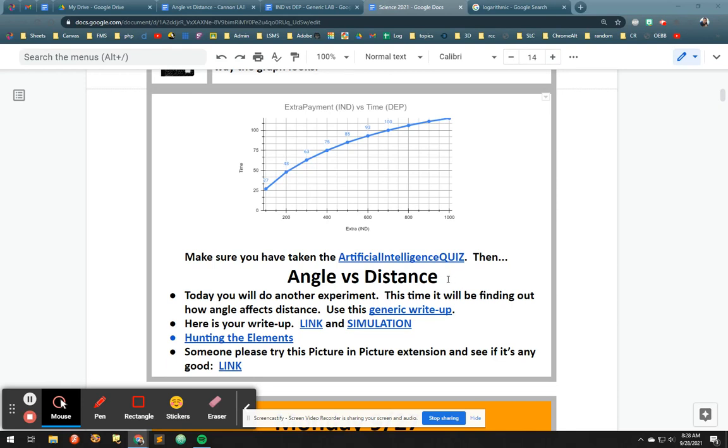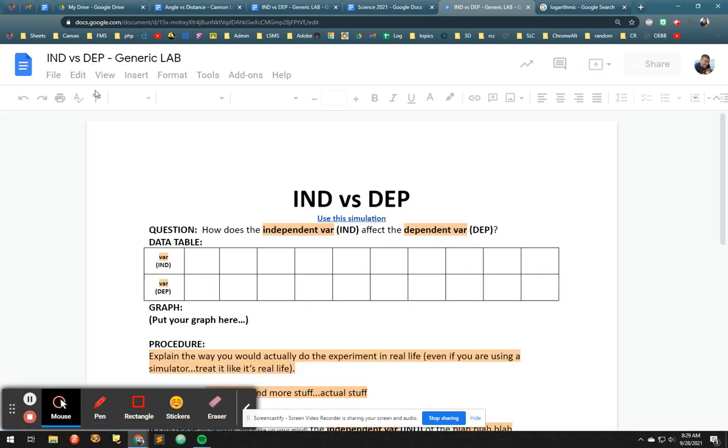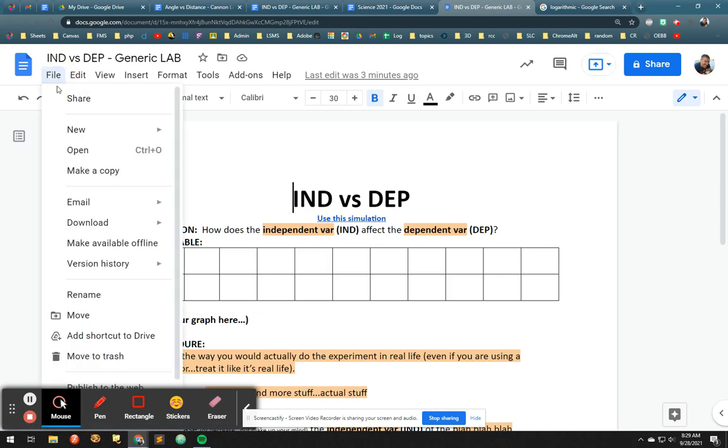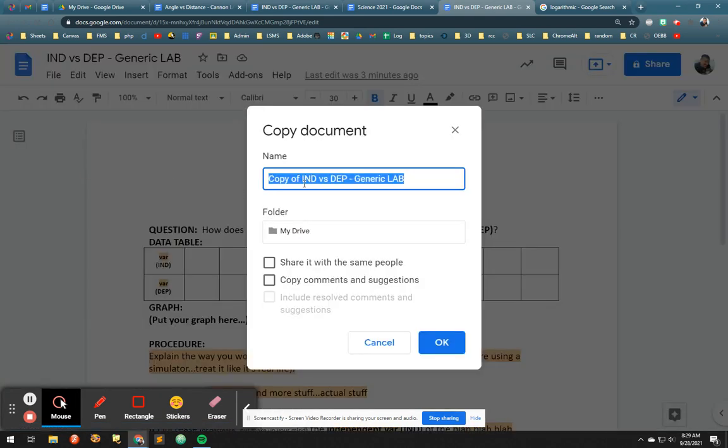Okay, let's do this angle versus distance lab. And, like it says today, we're going to do another experiment. This time we'll be finding out how angle affects distance. So click this generic lab. That'll take you here. First thing you need to do is make it yours. Otherwise, you won't be able to edit it at all. So hit File, Make a Copy.